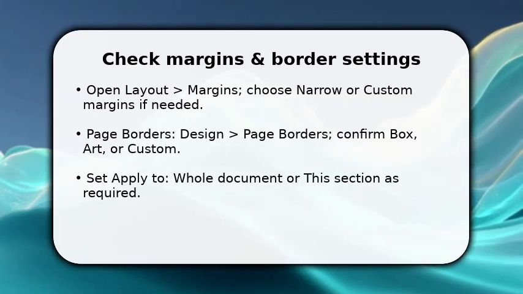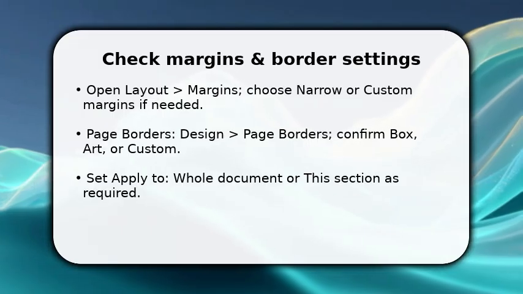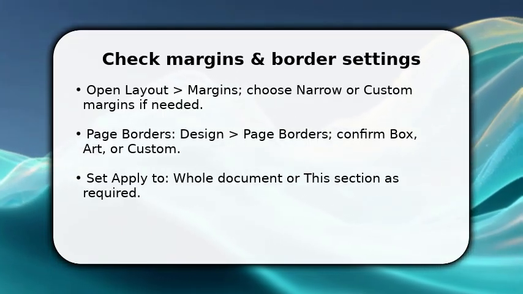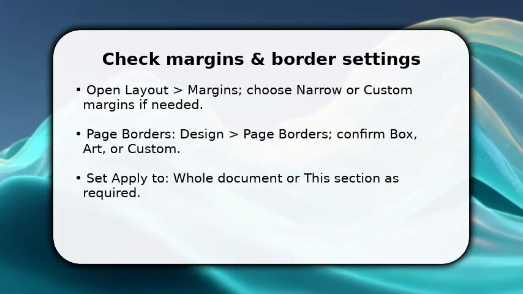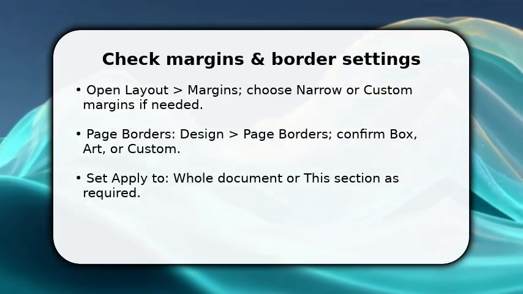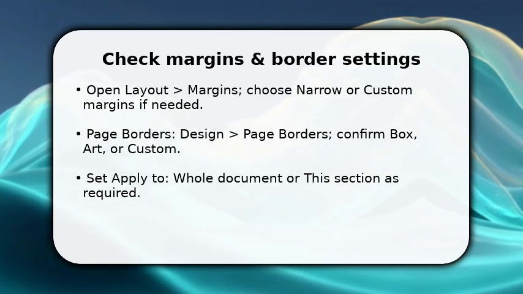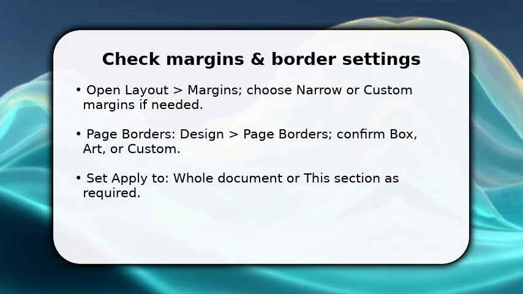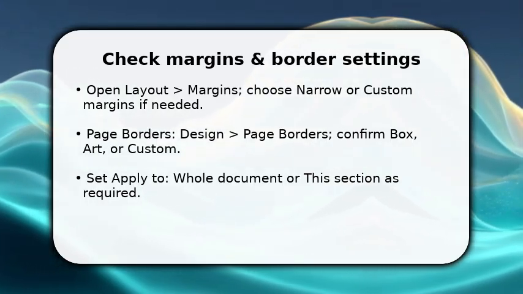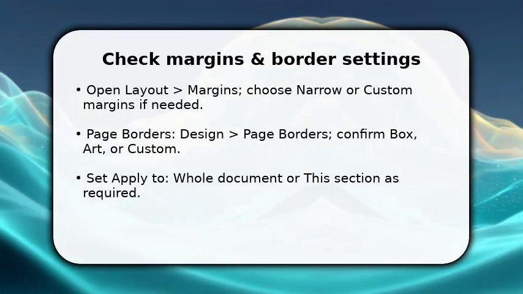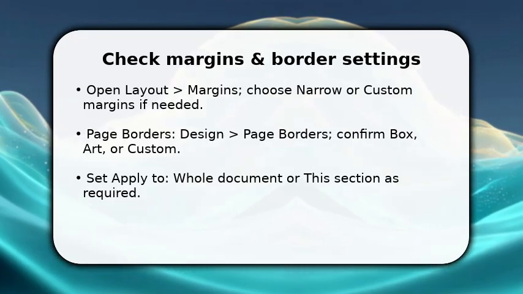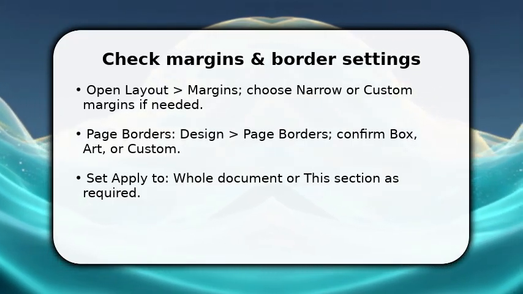You begin by confirming margins and border placement so printing has space. Open Layout, check margins and choose a setting that leaves at least 0.5 printable area, then go to Design Page Borders. Set the border style, width and color, and make sure Apply To is set to the whole document or the current section you want. Once done, preview with Print Preview to see whether the border sits inside the printable area before moving to Printer Adjustments.